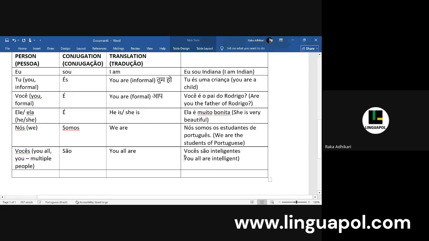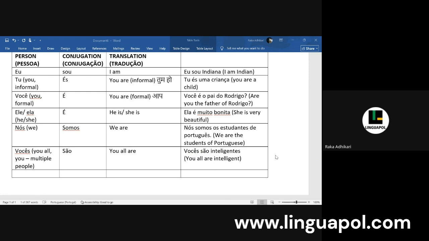So notice something here. When we are saying inteligente, it means intelligent. It's an adjective. It is describing how you are, so it is describing the noun. In English, we say you all are intelligent. So even if I'm referring to multiple people, the adjective is singular. I'm not saying intelligents. But in Portuguese, the adjective also becomes plural.